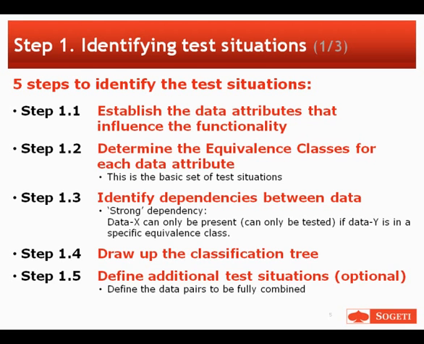The last step in identifying the test situations is an optional one. Depending on the required thoroughness of the test, one or more pairs of data can be defined to be fully combined. This means that every equivalence class of an attribute has to be combined with every equivalence class of another attribute. In the next 3 slides, these steps are applied to the timesheet example.